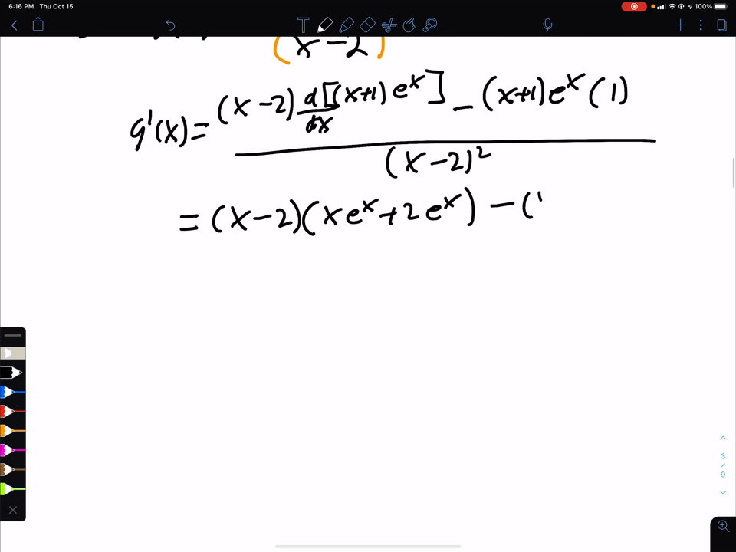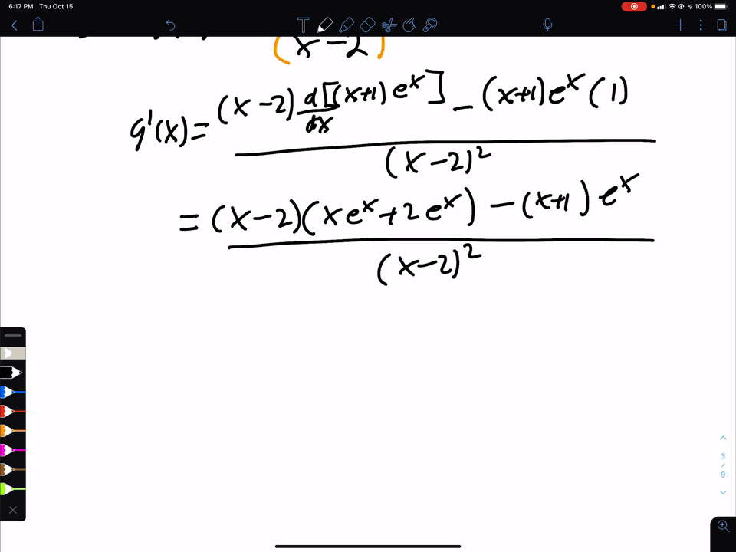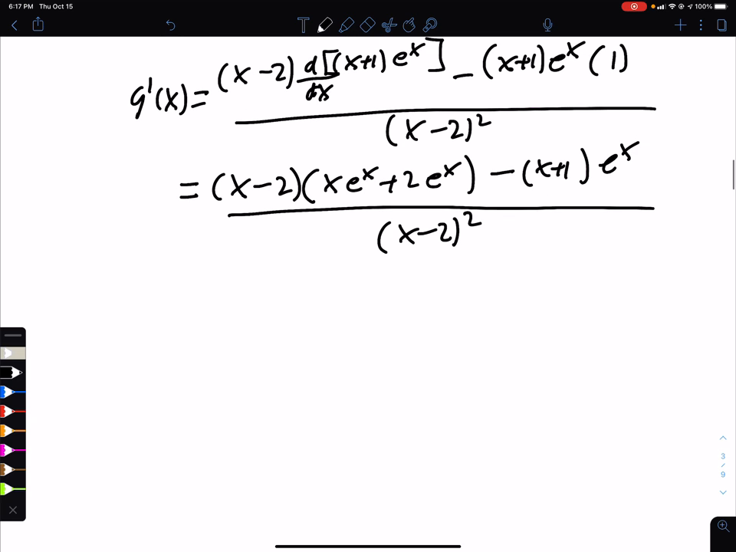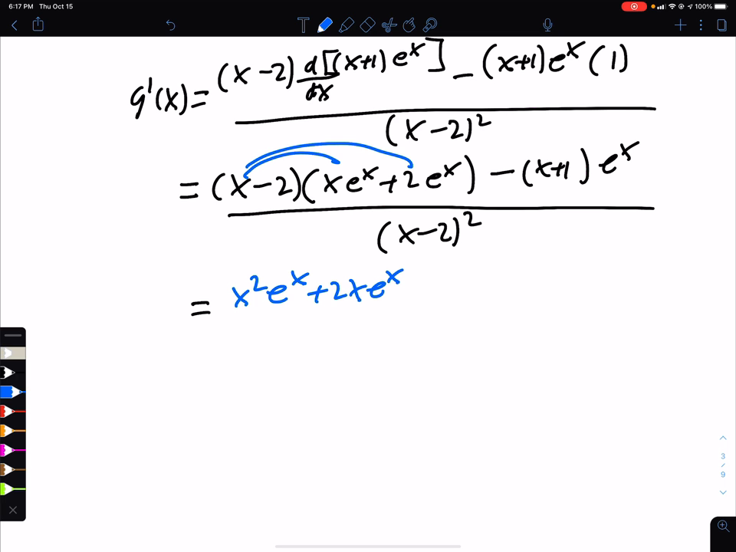Minus, and then I have an x plus 1 e to the x all over x minus 2 squared. And it's getting pretty ugly on top. I don't see any quick solutions. So here's what needs to happen. I need to distribute that x to both of those. So if I do that, I get x squared e to the x plus 2x e to the x.